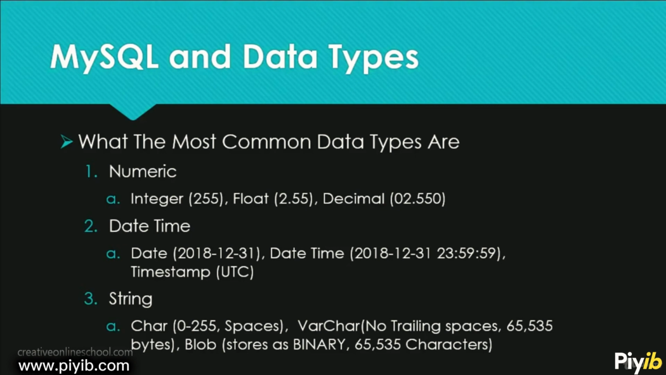Last, we have the blob. Blob data type, which stands for binary large object, can store up to 65,535 characters. However, it stores the text as binary data, ones and zeros, so it has to be converted back in order to be readable, and that requires more processing.